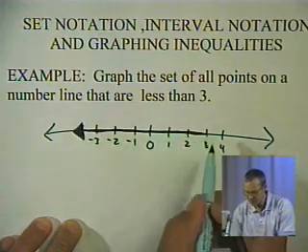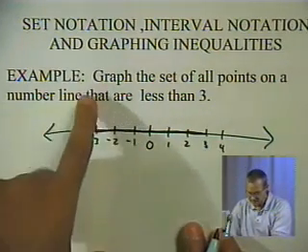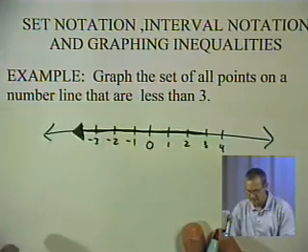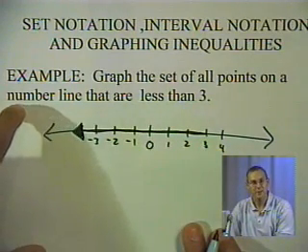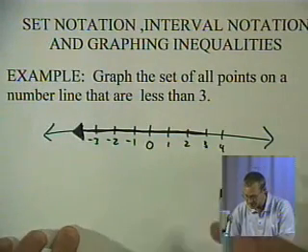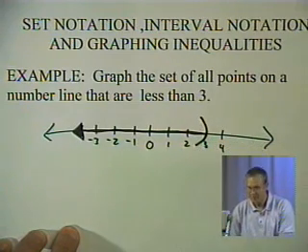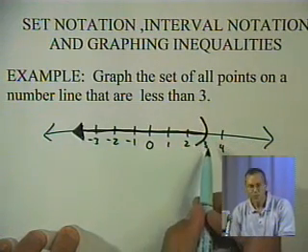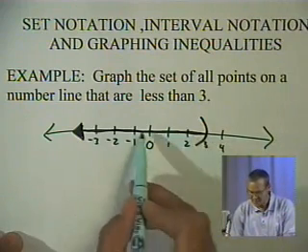But what are we going to do at 3? What symbol are we going to use there? Well, notice it says here that we're not going to include 3. The problem asks us to find all the numbers that are less than 3. Well, 3 is not less than 3, so we cannot include that number. So what we're going to use is an open parenthesis here to represent that we're not going to include the number 3.